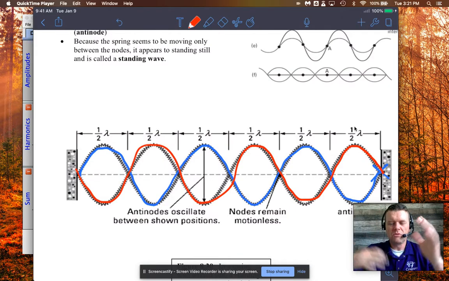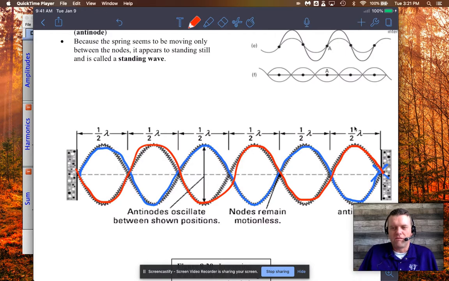The point is, if you keep doing that back and forth, you may have done this with a skipping rope when you were a kid. You have one person hold the other end, and you just vibrate it back and forth. If you do it at just the right rate, you can get the wave. Your skipping rope will be in the blue position for a moment, and then a half second later, it'll be in the red position. It'll oscillate back and forth from red to blue to red to blue, and it'll happen so fast that you'll effectively see this pattern. You'll see what are called antinodes, which are these guys.